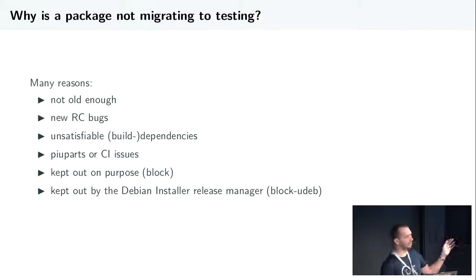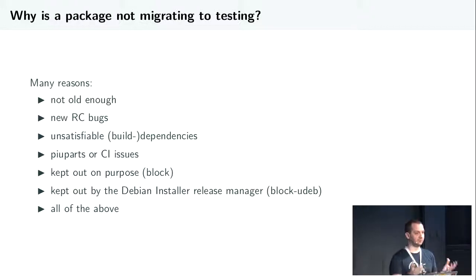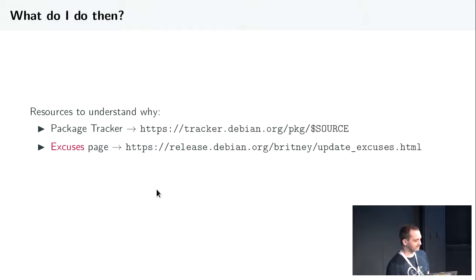So that's the block UDEB hint, which prevents some more migration. Or it can be many, if not all, of the above. We've got some really not bad packages, but packages that are in a non-releasable state, so they are kept out of testing, or maybe even removed from testing if they migrated before. And trying to understand which part is blocking might be a bit tricky.